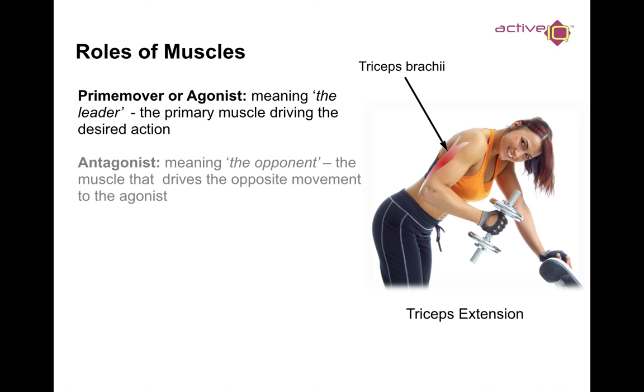tricep brachii. Okay, the antagonist, meaning opponent of the muscle, drives the opposite direction to the agonist, would be the bicep brachii there, okay? As the tricep brachii lengthens, the bicep would shorten, and as the bicep shortens, the tricep would lengthen, okay?